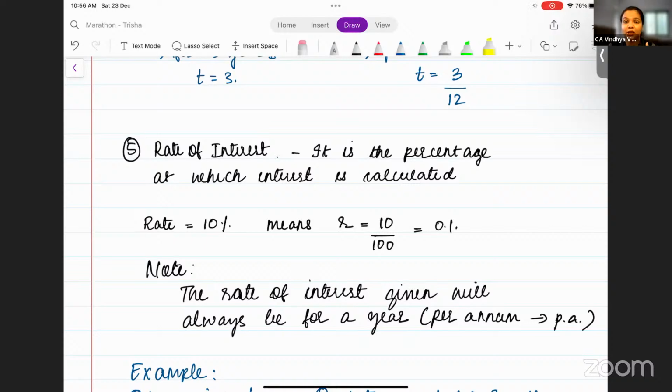But to make it simple in the exam, for calculation purposes, when we consider the rate, that is R, we will always consider it after dividing by 100, because that makes it easier for us to solve in the exam. I hope this is clear till here. Any queries till here?